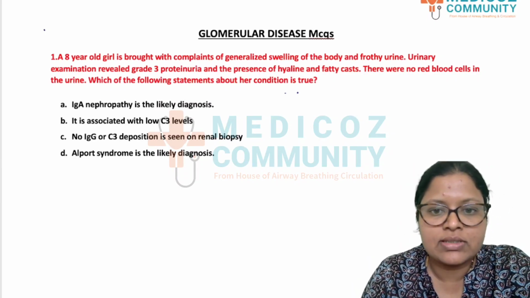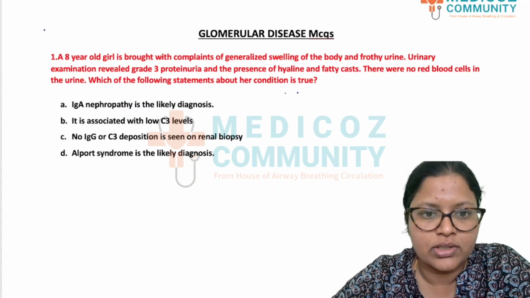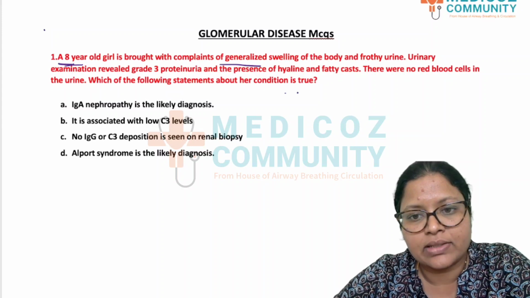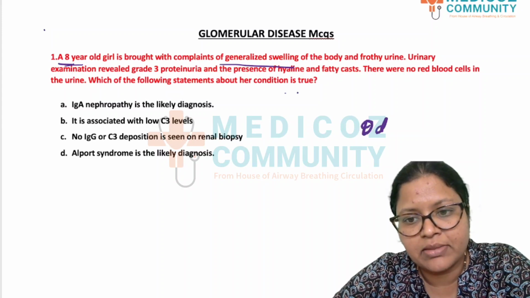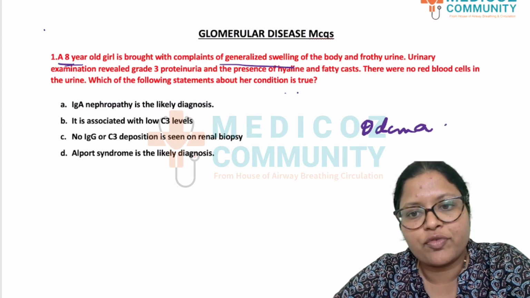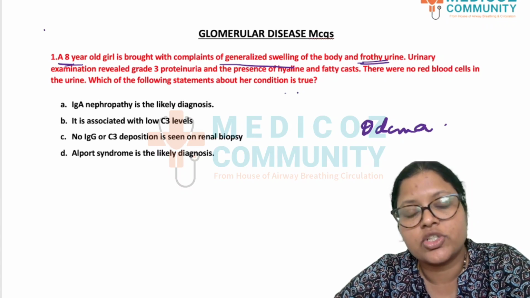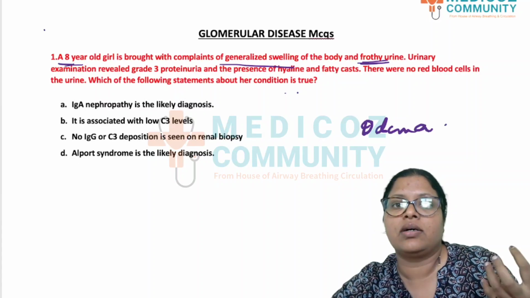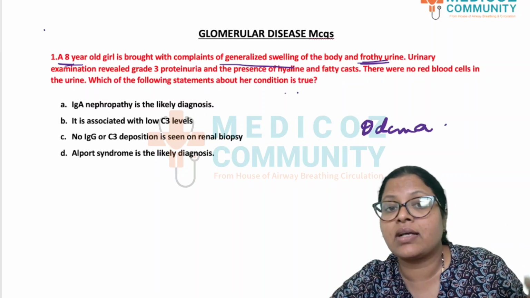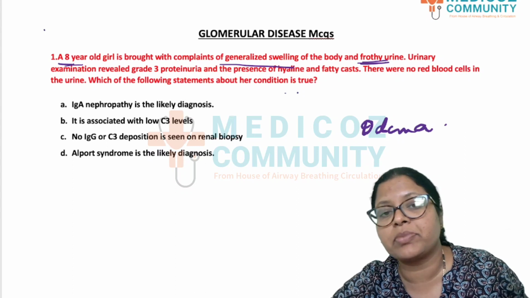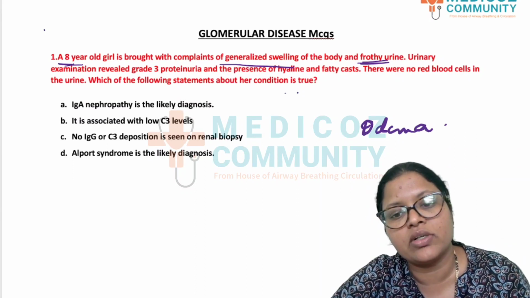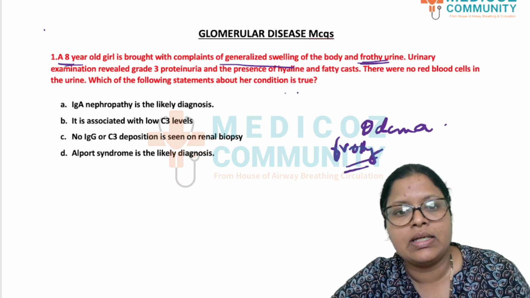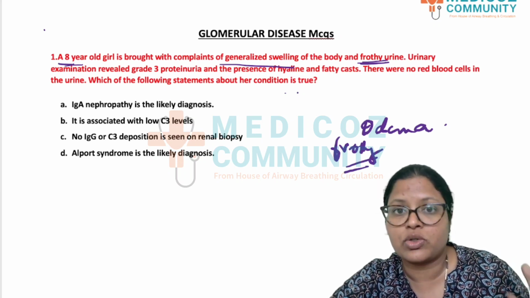So the question is, this is an 8-year-old girl. It's a child. She presents with complaints of generalized swelling. So she has generalized edema, first thing. Then there is frothy urine. So she is producing urine, and it is frothy, which means something is increased in urine to give it a frothy appearance. Which means there is some amount of proteins in it. And also cholesterol and also lipid.